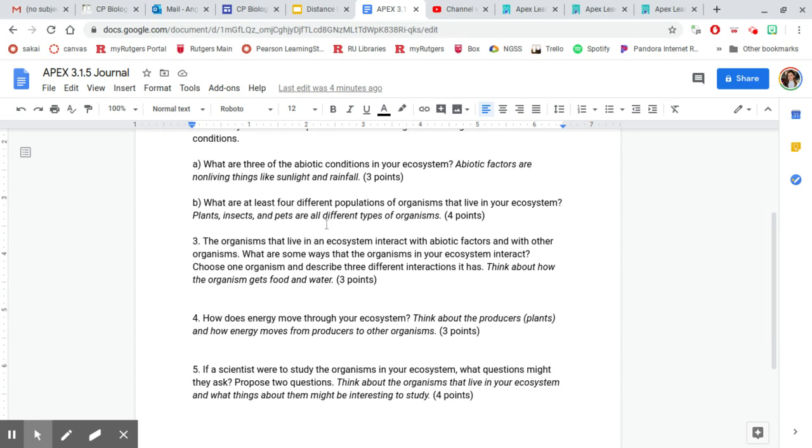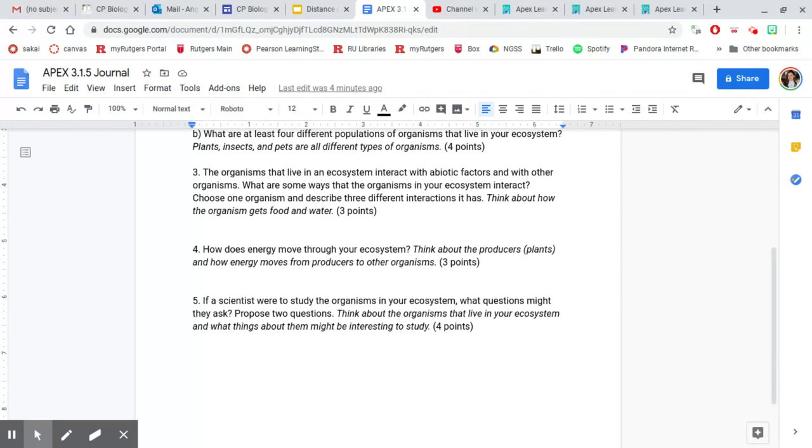For B, what are at least 4 different populations of organisms that live in your ecosystem? So we want to think about all the organisms that surround us. So we have a ton of trees, we have plants, we have grass, we have mosquitoes, we have lightning bugs, we have bumblebees, we have deer, we have rabbits. All of these things, you could list any of them. You just need 4.